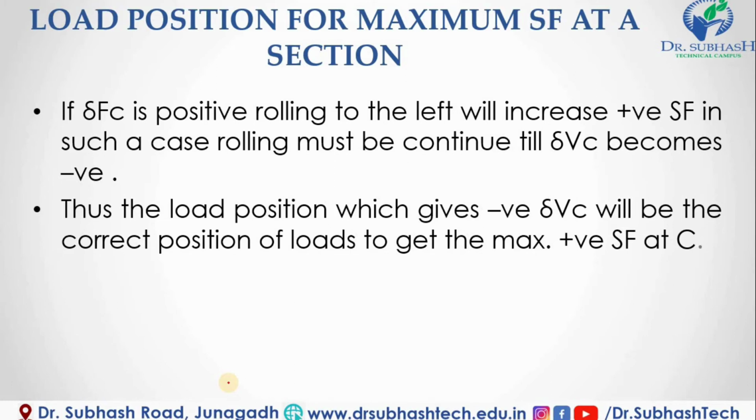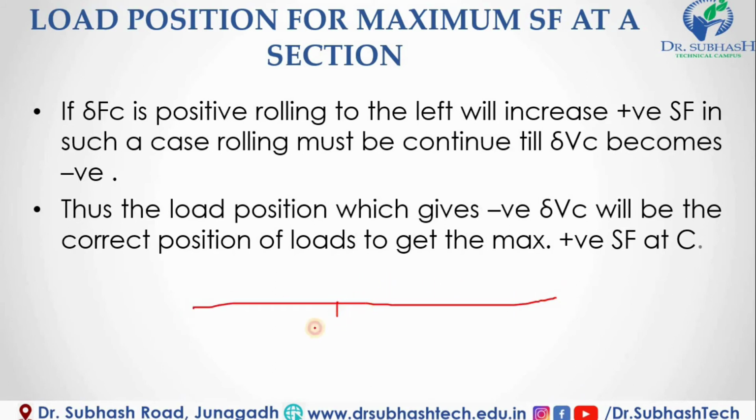Now if delta VC is positive, rolling to the left will increase the positive shear force. In such a case, rolling must be continued till the delta V becomes negative. So the load position which gives the negative change in shear force will be the correct position of the load to get the maximum positive shear force at C. I will try to simplify this by drawing an example.